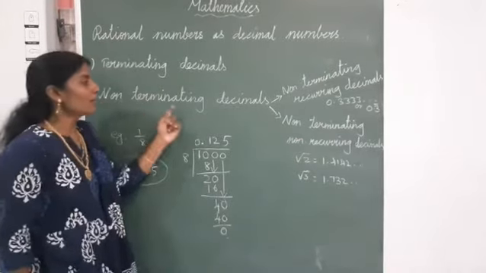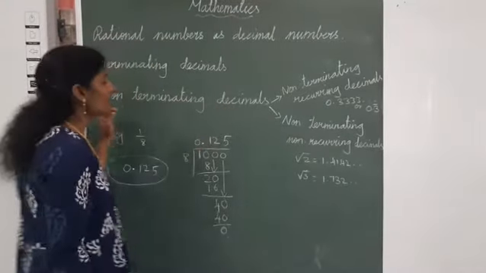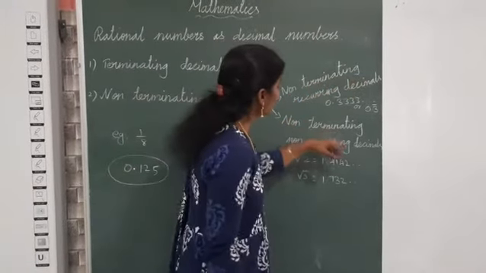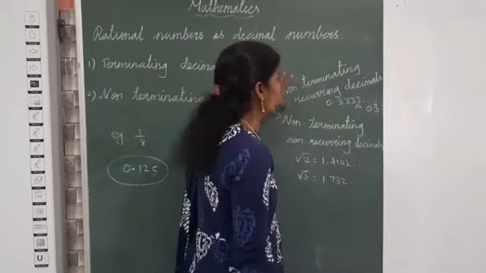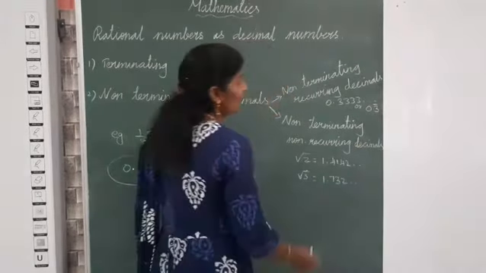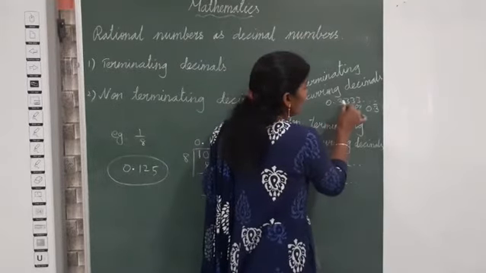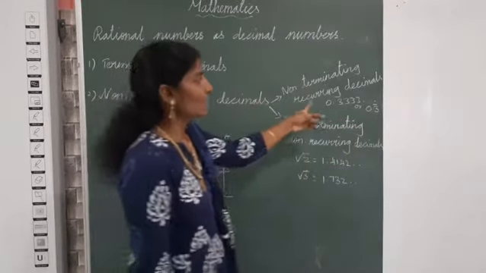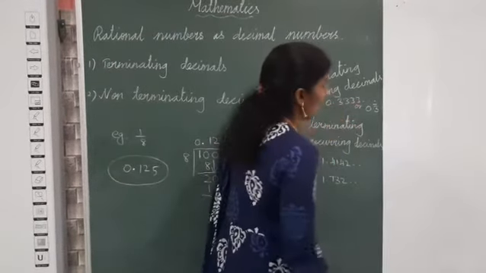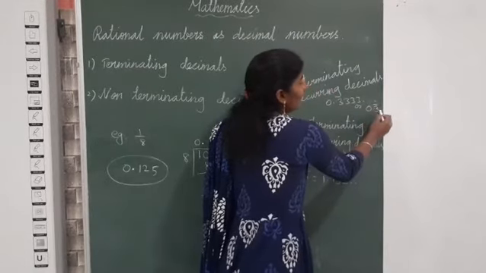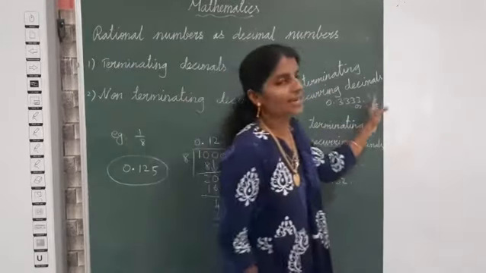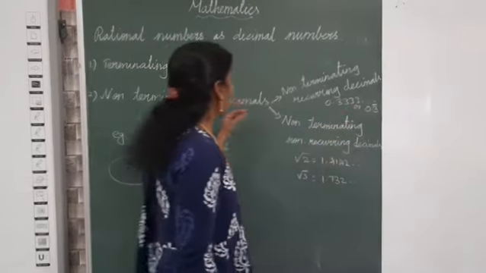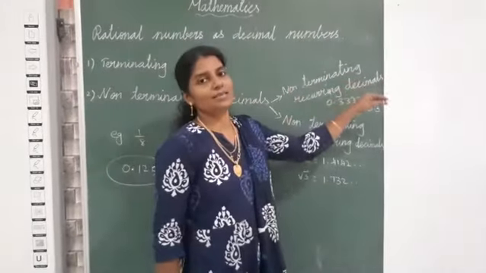Now next one, non-terminating decimal. We have two types, non-terminating recurring decimals, then non-terminating non-recurring decimals. What is a non-terminating recurring decimal? Decimal number 0.3333, this 3 is repeated again and again, isn't it? So this type of number, we can write this as 0.3 bar. 3 bar means 3 is repeated. Okay, so this type of decimal number is a non-terminating recurring decimal.